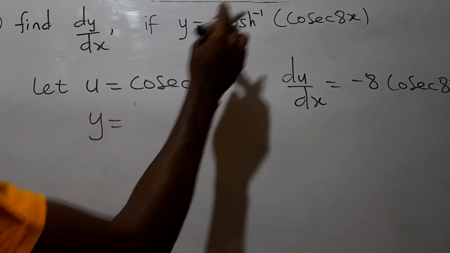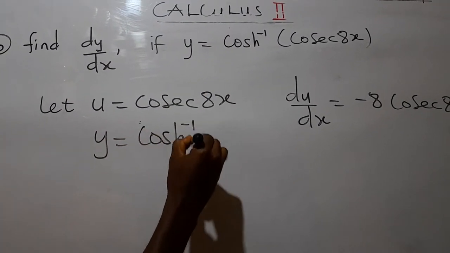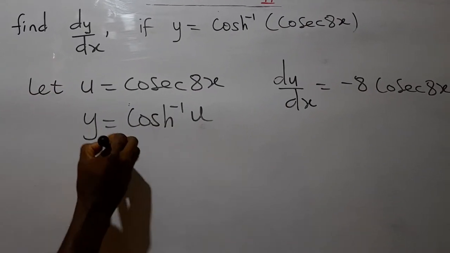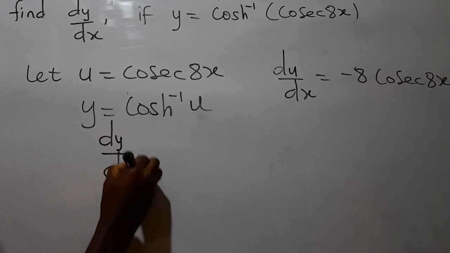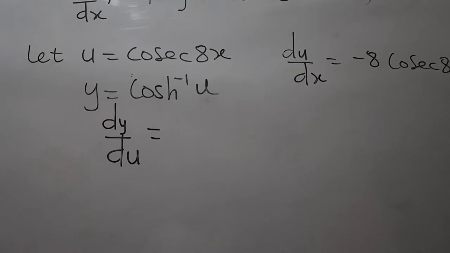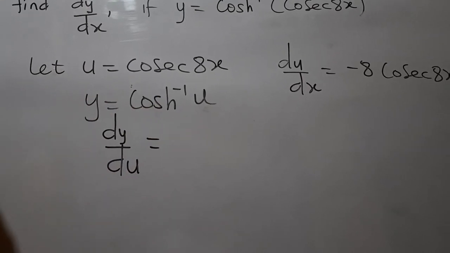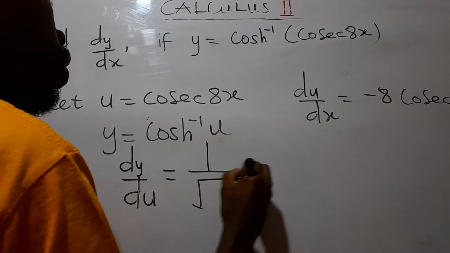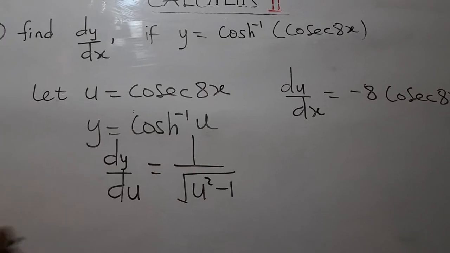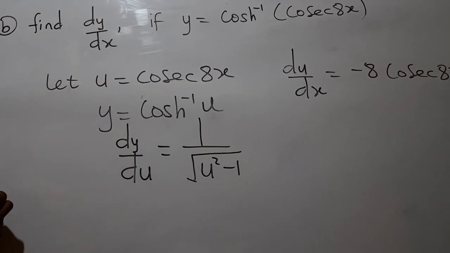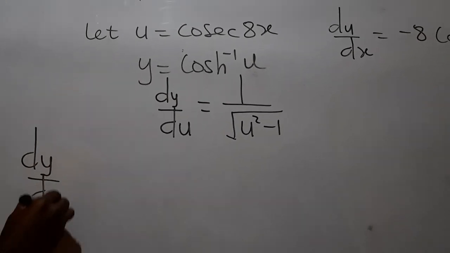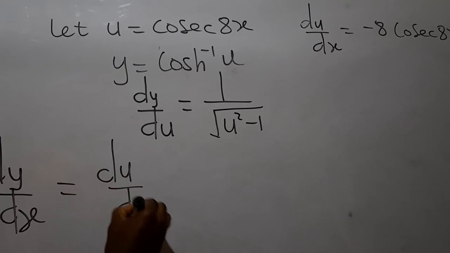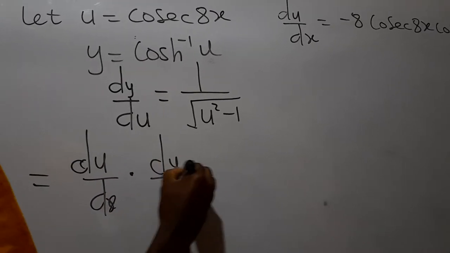So our y will be equal to cos inverse of u. In place of cosec 8x, we substitute u. So find dy over du. Remember the differentiation of inverse hyperbolic function. Please check out my videos on how to differentiate inverse hyperbolic function. When we differentiate this, we get 1 over the square root of u squared minus 1. So from chain rule again, our dy over dx, which we are asked to find, will be equal to du over dx times dy over du.